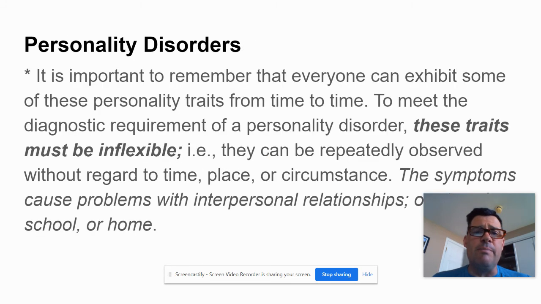And then it's important to remember that everyone can exhibit some of these personality traits from time to time. To meet the diagnosis requirement of a personality disorder, these traits must be inflexible. They don't change. They are repeatedly observed without regard to time, place, or circumstance. So, like I said, it's not just that you have certain personality traits at work or just at school. All of us can have these traits from time to time, depending on the situation or relationship we're in. These symptoms cause problems with interpersonal relationships, whether you're at school or at home. That's really critical to remember.